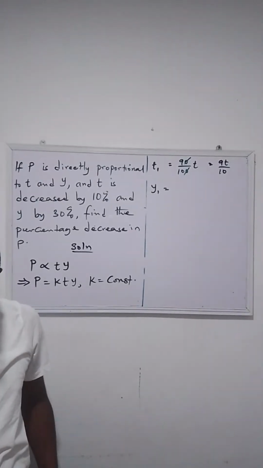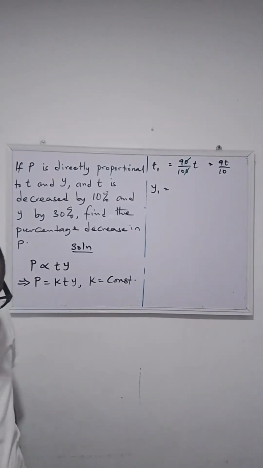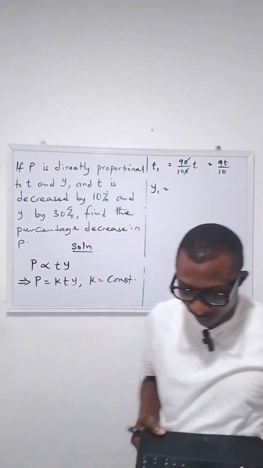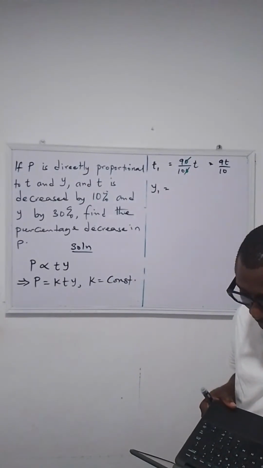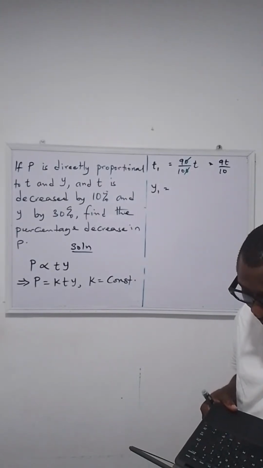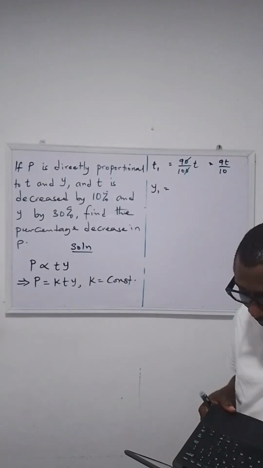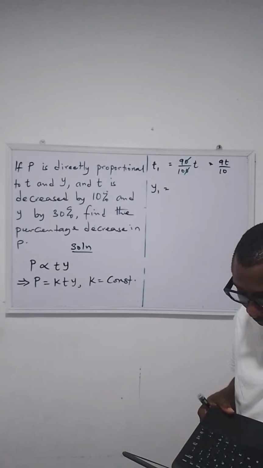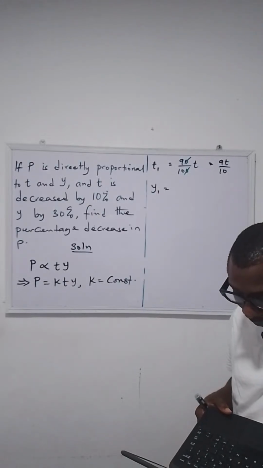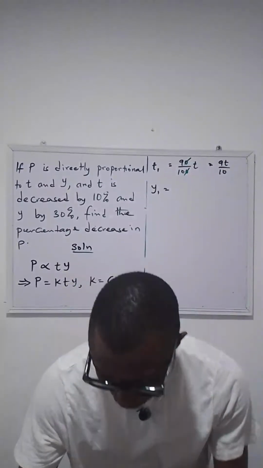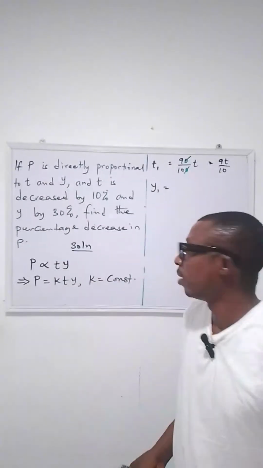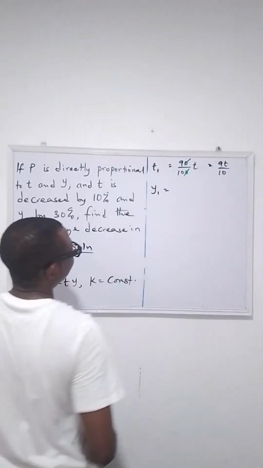All right, so what is y? Y decreased by 30%. What do we have? Okay, good. Yeah, all right. Okay. All right, we're all doing fine.